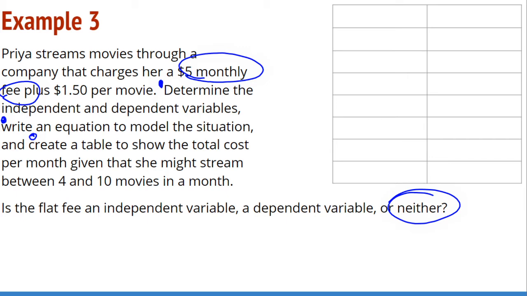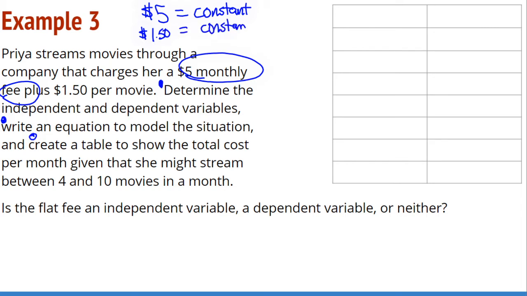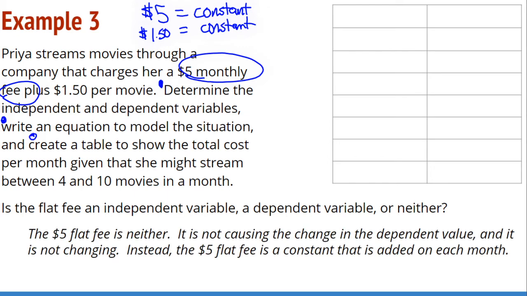It is a constant. So I have a $5 which is going to be a constant, a value that does not change. Now we have another value that does not change, and that's the $1.50 per movie. That is also a constant until they change the price. But even then it's going to be a constant. The $5 flat fee is neither. It is not causing the change in the dependent value, and it is not changing. Instead, the $5 flat fee is a constant that is added on each month.